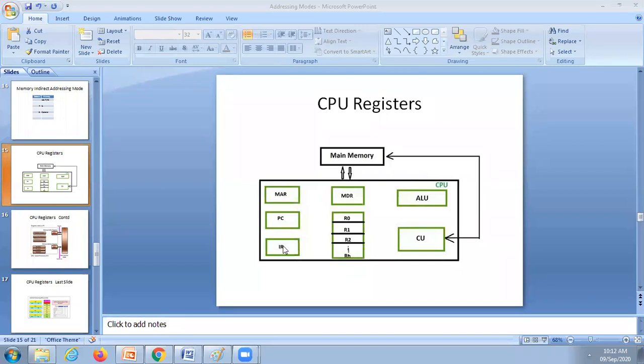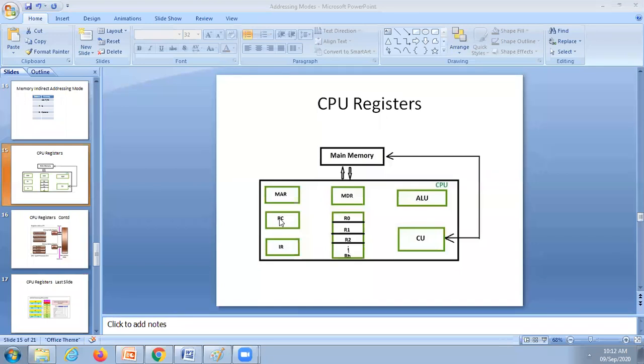Then instruction pointer. What is the purpose of instruction pointer? Anyone of you can respond? For what purpose it is used? What is the purpose of program counter and what is the purpose of instruction register? Any one of you? Any answers?